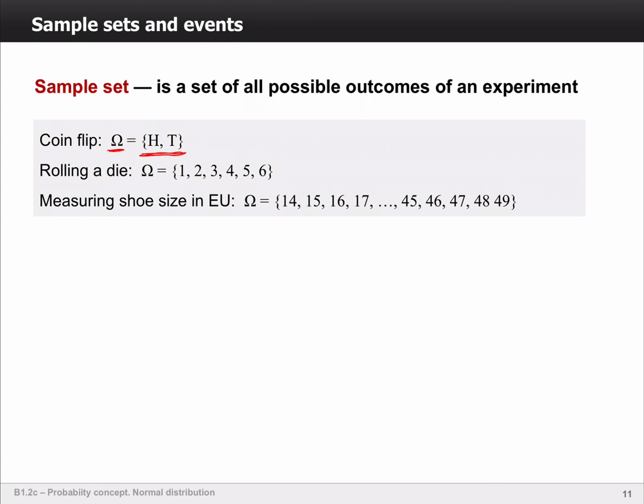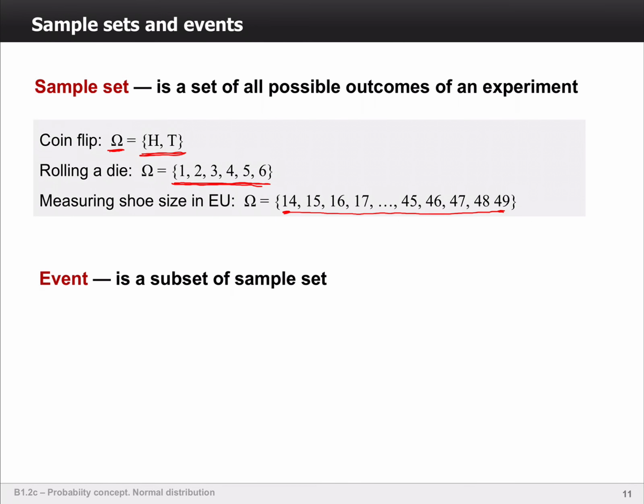If you roll a die, usually you have a die with 6 different numbers, 6 different elements. So every time you're rolling a die, you will have a sample set like this. So that's all possible outcomes of this experiment. For example, if you measure a shoe size in Europe, then the smallest shoe size in Europe is 14, the largest shoe size is 49. So all these elements will be the outcomes of this experiment, measuring a shoe size. So that's the sample set for this experiment.